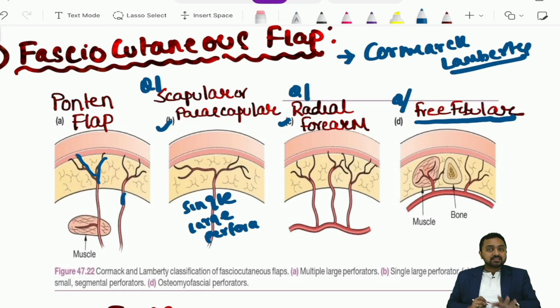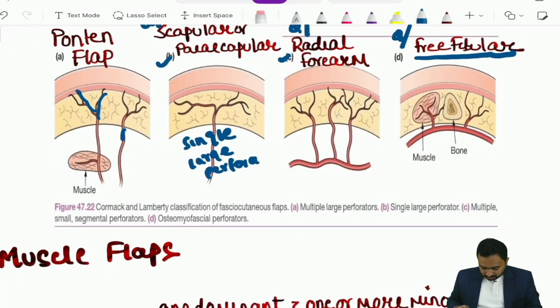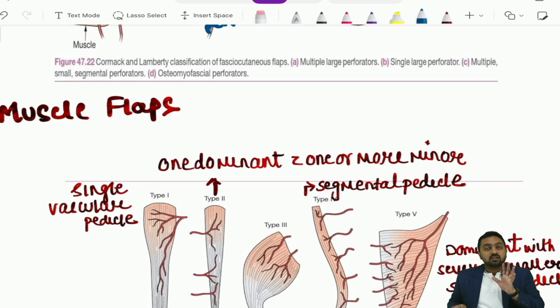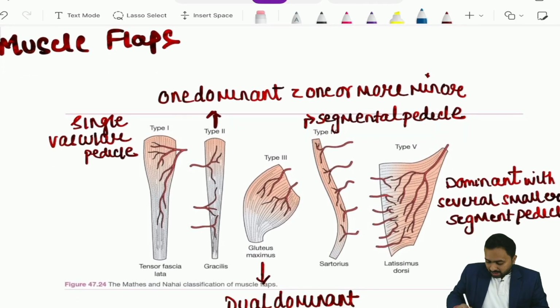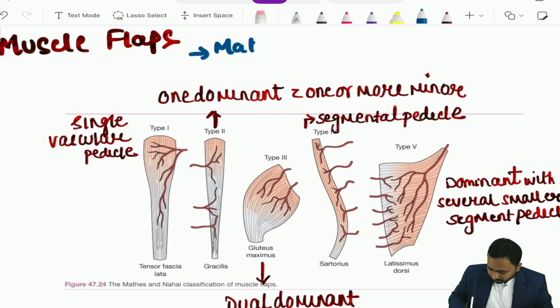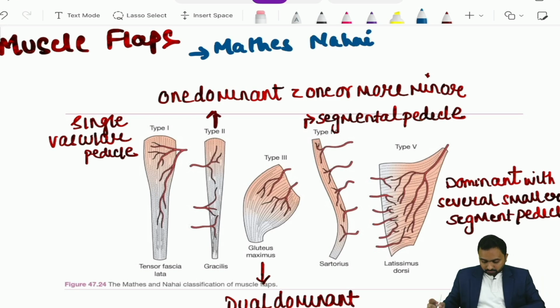Since this has been a recent addition in Bailey and Love, please remember the name of the classification and at least one example from each type. Now similarly, there's been a classification added in Bailey and Love for muscle flaps, which is known as the Mathes-Nahai classification. If you look over here, type 1 has a single vascular pedicle, the example being the tensor fascia lata.